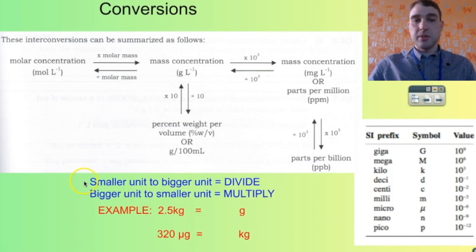Big things to remember: if you're going from a smaller unit to a big unit, you divide, and if you're going from a bigger unit to a smaller unit, you multiply. What I mean about smaller or bigger, so a gram, for example, is smaller than a kilogram. So that's what I mean when I'm saying smaller or bigger. So that's what we're going to be using.